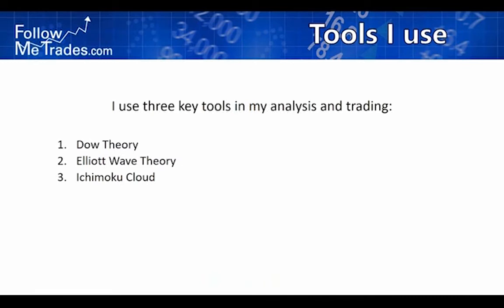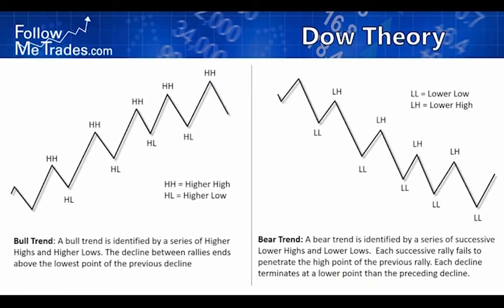I use three key tools in my analysis and in my trading: Dow Theory, Elliott Wave, and Ichimoku Cloud. Starting with Dow Theory: Charles Dow developed his theories back at the beginning of the previous century, so it's over 100 years since he created his theory. The Dow Industrials is named after him, of course.